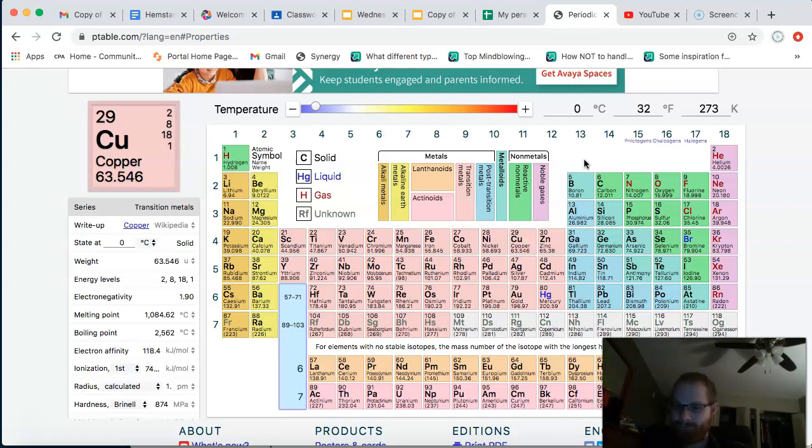Pretty cool. Science. We will continue to unravel the mysteries of the periodic table and how to use it and how it works. This is such an incredibly powerful tool. I can't stress that enough.